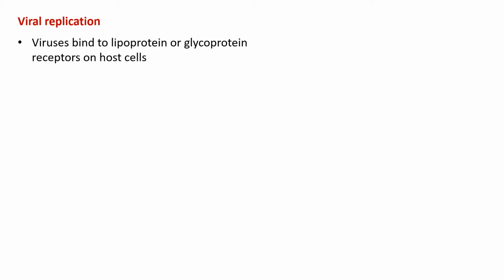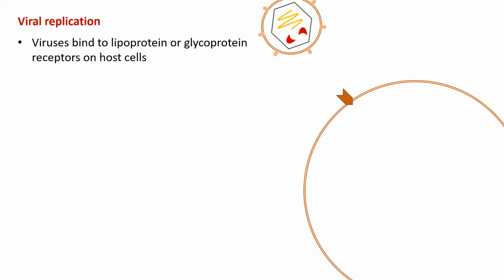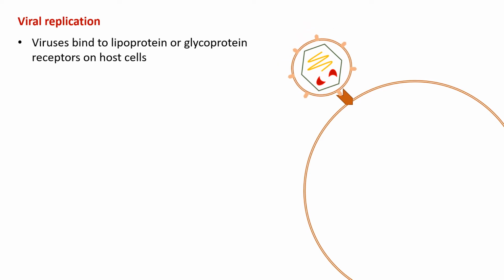So viral replication then. Viruses will bind to host cells. So they have various receptors, they have proteins on their envelopes, you have various receptors on your plasma membrane, and their proteins may fit those receptors. Different viruses bind to different receptors. So they bind to lipoprotein or glycoprotein receptors on the host cell.